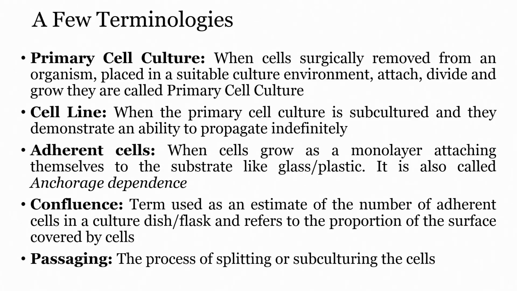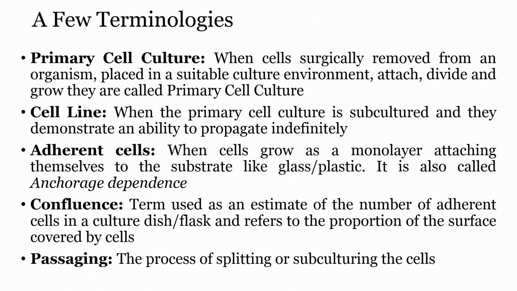When these kinds of terminologies are used, like cell culture, primary cell culture, cell line, adherent cells, confluence, passaging, right. So, we need to understand. When we talk about primary cell culture, as we have seen, cells are surgically removed from an organism and placed in a culture environment, and they will attach, divide and grow.